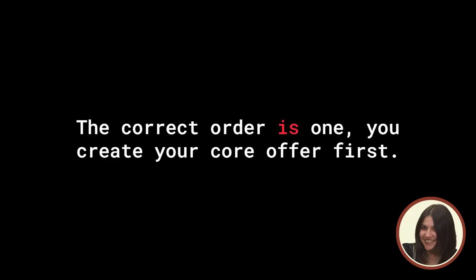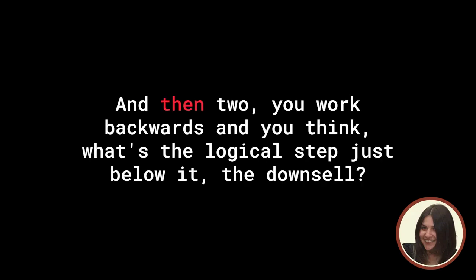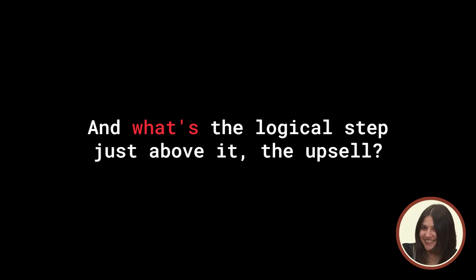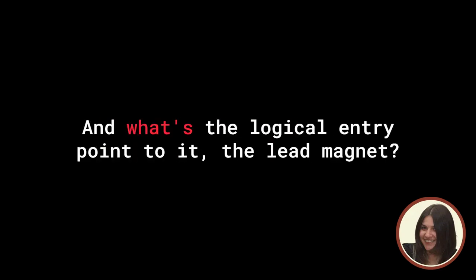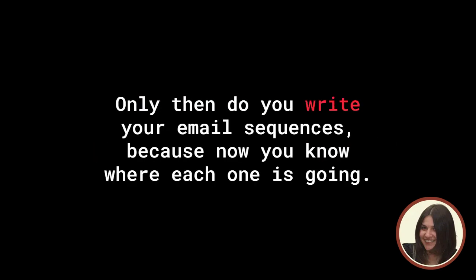The correct order is: 1, you create your core offer first, and then 2, you work backwards. And you think, what's the logical step just below it, the downsell? And what's the logical step just above it, the upsell? And what's the logical entry point into it, the lead magnet? Only then do you write your email sequences, because now you know where each one is going.